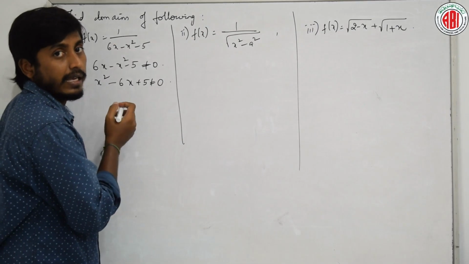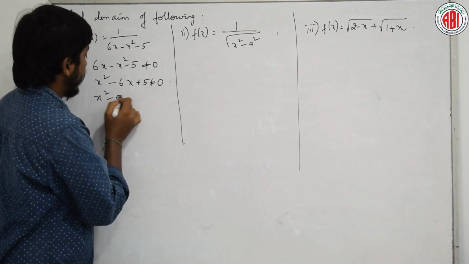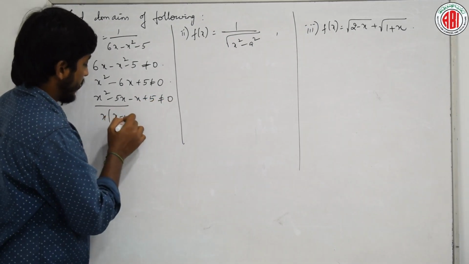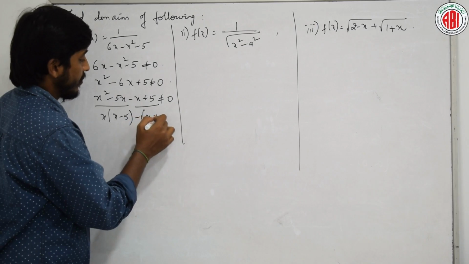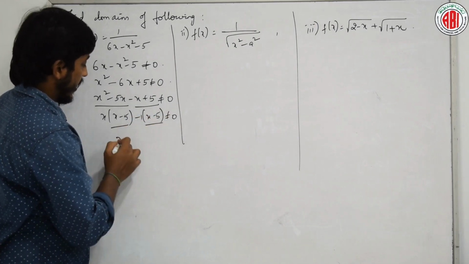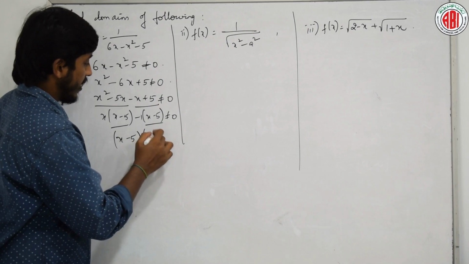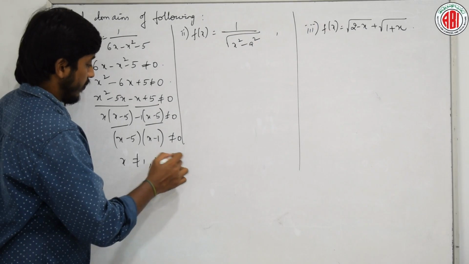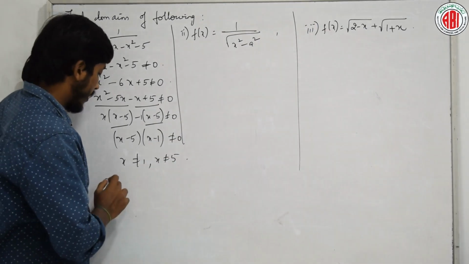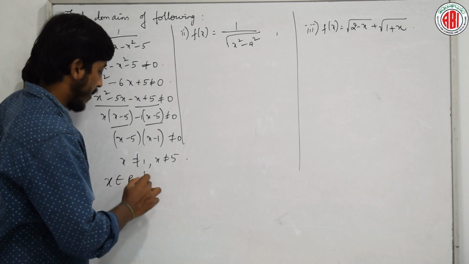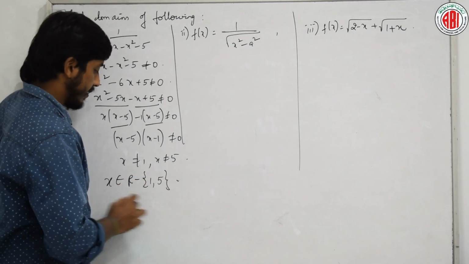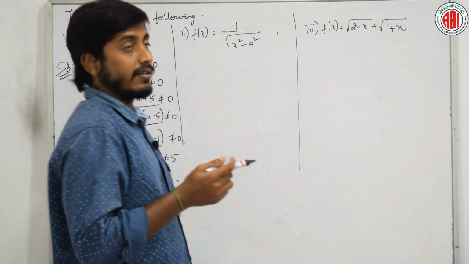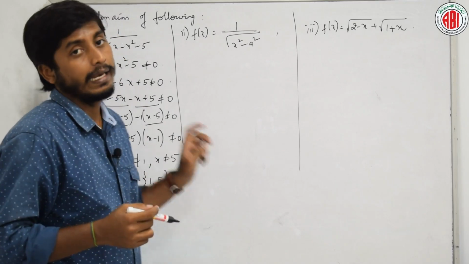Can we factorize this? Yes, right. 5 ones are 5, so x square minus 5x minus x is not equal to 0. X common, x minus 5. Here minus 1 common, x minus 5. If I take x minus 5 as common, I will get x minus 1 not equal to 0. Therefore, x is not equal to 1, x is not equal to 5. Therefore, the domain x belongs to R minus {1, 5}. This is the domain. Is it clear? This means except 1 and 5, x belongs to all real numbers.